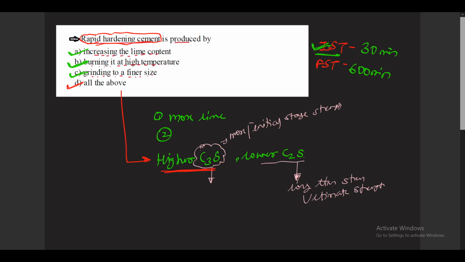Its initial setting time remains the same, but the strength development in the case of rapid hardening cement is more as compared to the ordinary Portland cement. The 3-day strength of this RHC, that is rapid hardening cement, equals the 7-day strength of the OPC, that is the ordinary Portland cement. So this is the case about the rapid hardening cement.